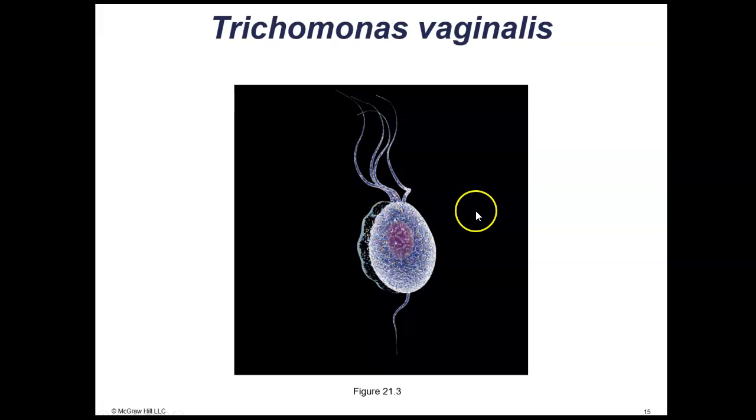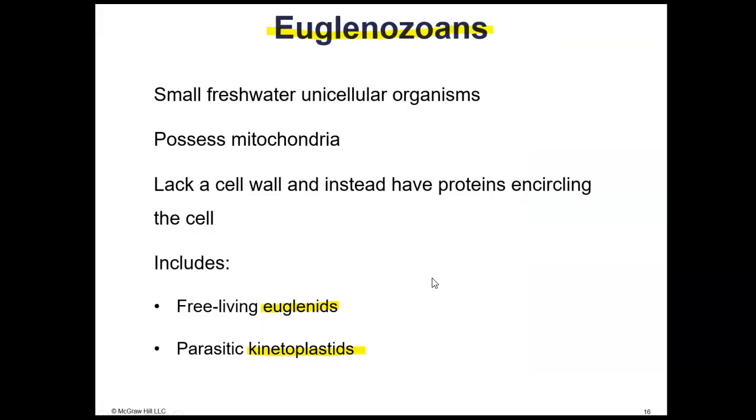Trichomonas vaginalis, remember, causes an STD, and it is a parabasalid. And this is an image under an electron microscope.